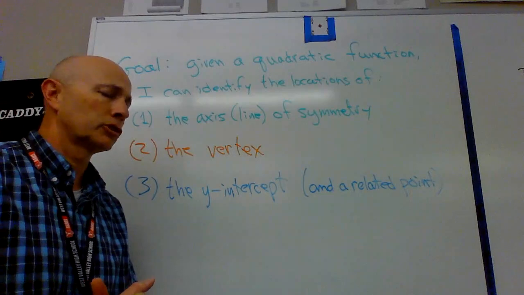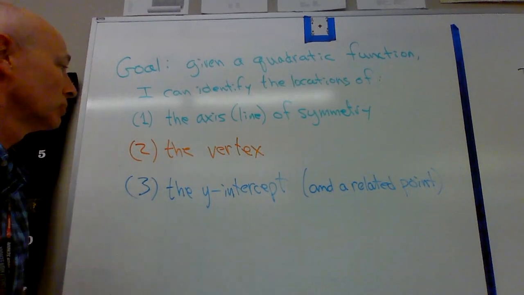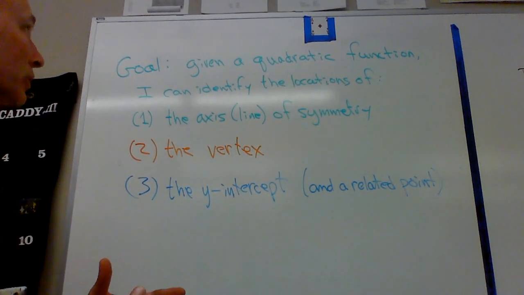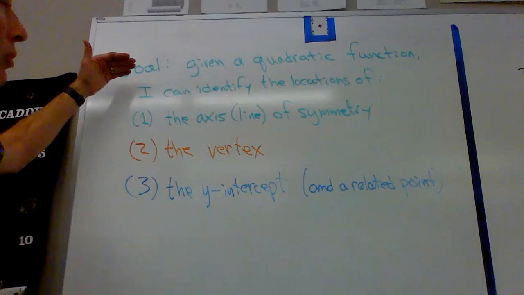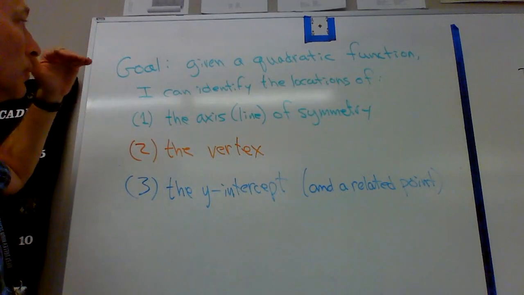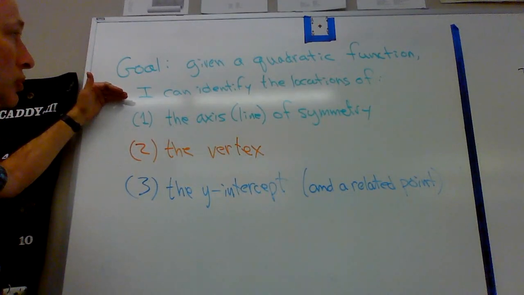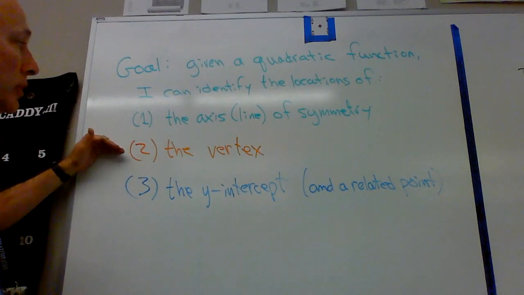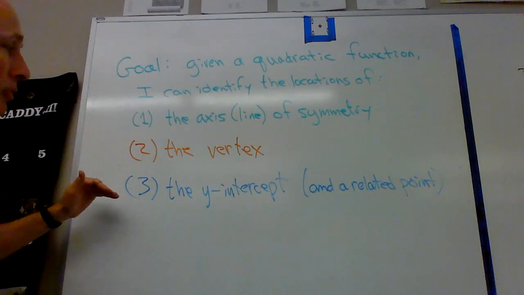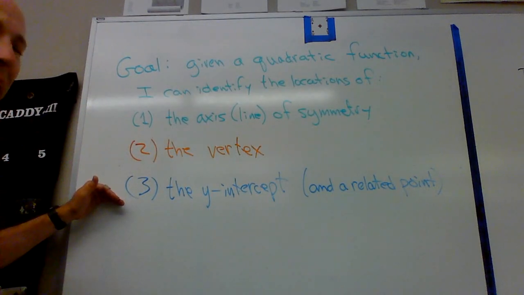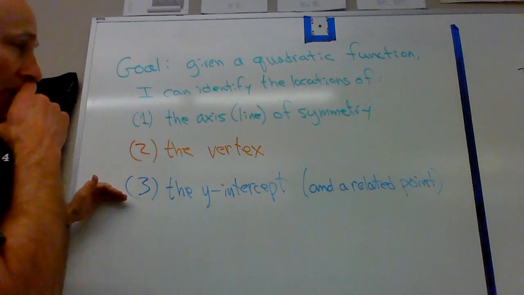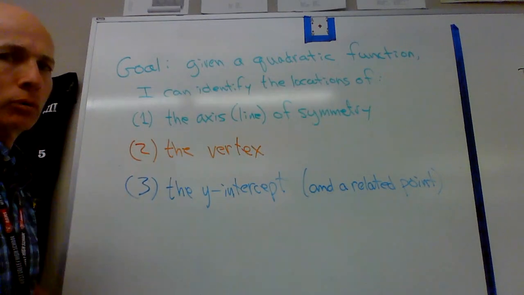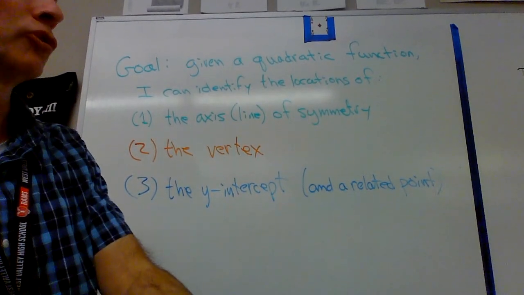So I'm going to start out with what our goals for today are. We've been talking about quadratics. Our goal is, given a quadratic function, we want to be able to identify the locations of the axis or line of symmetry, the location of the vertex, the location of the y-intercept, and we're going to pick up one extra point that's related to the y-intercept as we go. Okay, so that's what we're shooting for.